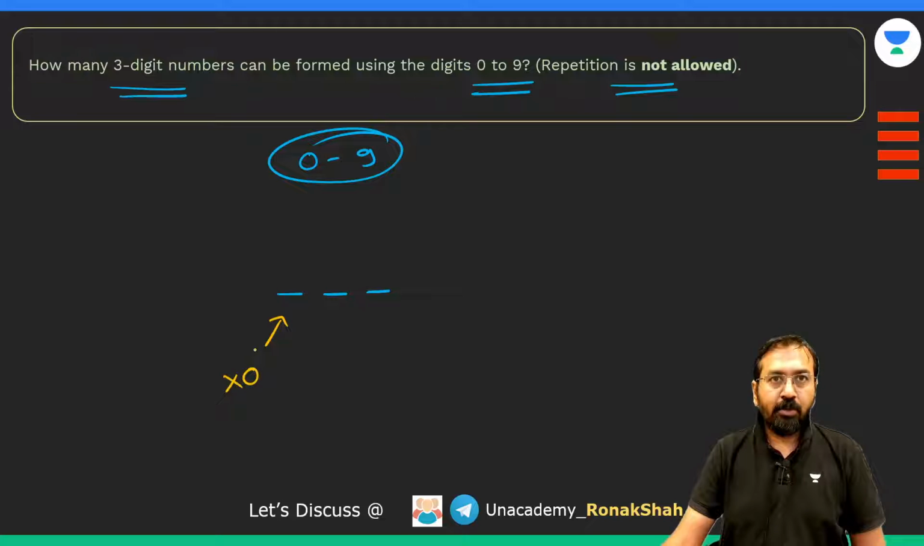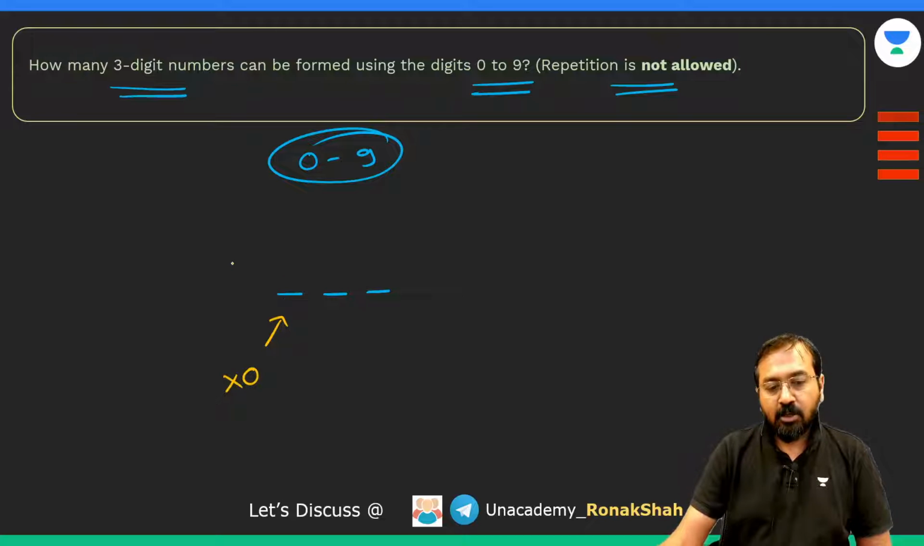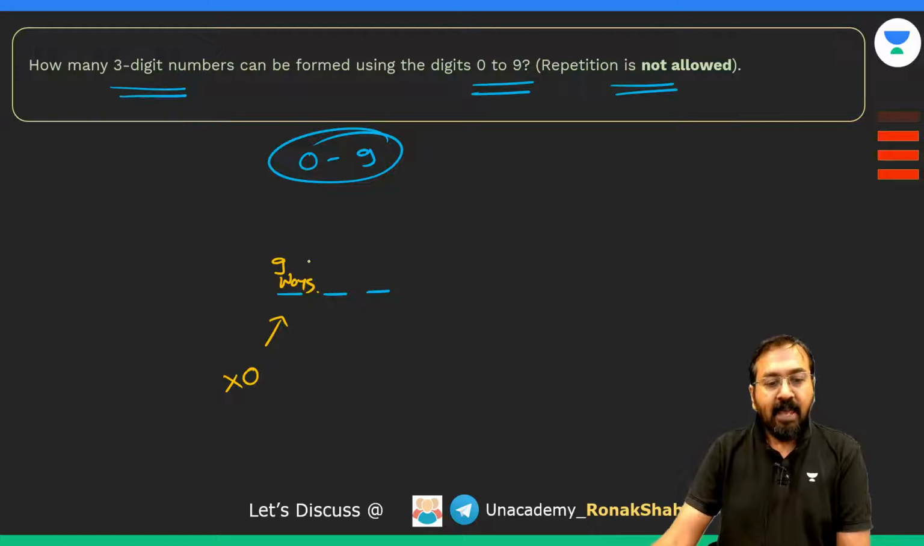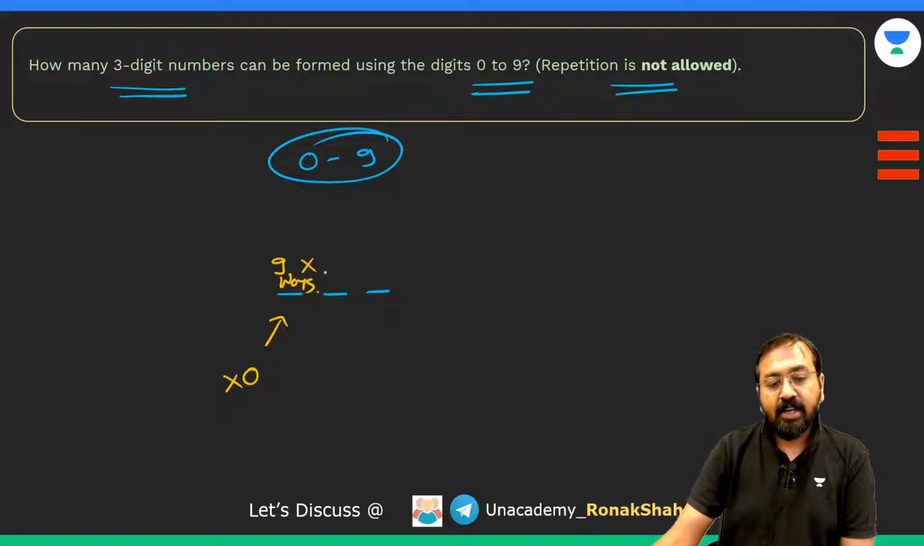0 can't be over here. So first we'll calculate the number of ways of filling this one. We can fill this in 9 ways, from any of the digits 1 to 9. And the remaining 2 digits can be filled in how many ways? Now that is what we need to understand.